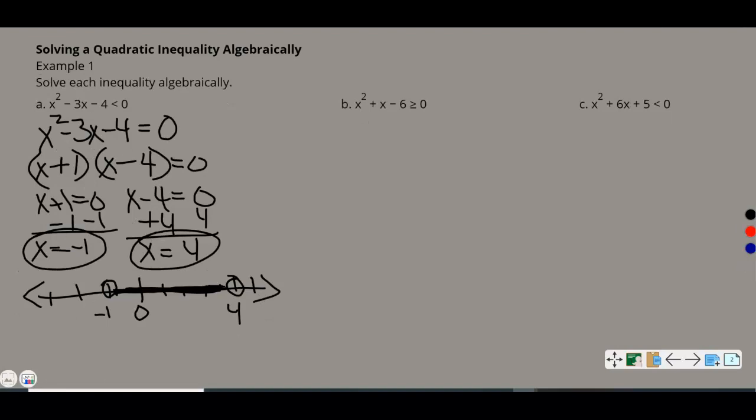All right, we can write this as x is in between -1 and 4. So that would be our solution set algebraically. This is graphically. This would be our solution set. Remember, the numbers on the end are not included. So that would be it.